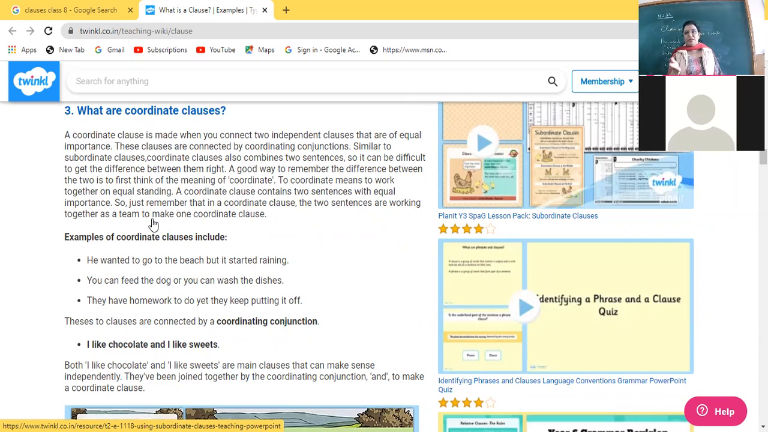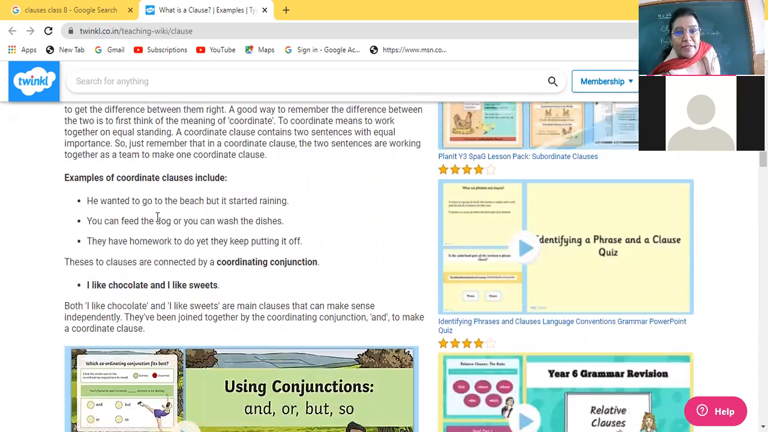How nice. So these two sentences, they join and they become what? Coordinate clauses. Right, look at this. Let's identify the clauses here. He wanted to go to the beach. It started raining. What is the conjunction here? But. What does it join? It has joined two independent clauses. You can feed the dog. You can wash the dishes. What is it joined with? Or is a conjunction? Yes.